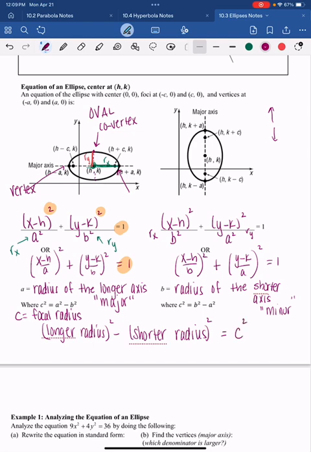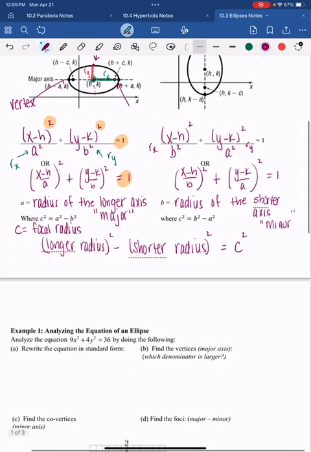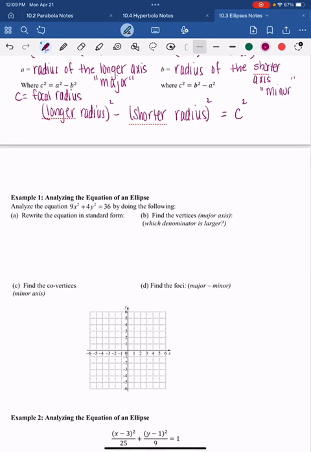Okay, so this is a lot of different variables and a lot of different equations, but as soon as we graph one of them, I think it's going to be a lot easier to look at. Okay, so example 1 says analyze the equation 9x squared plus 4y squared equals 36. Well, the first thing you need to do is make it equal 1.